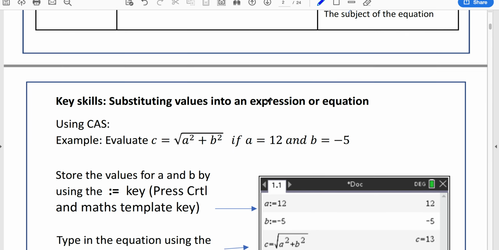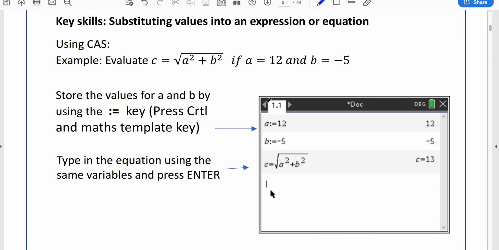So what we want to do is look at the key skills of algebra, but also how we use our calculator for these key skills. The first one is substituting values. What I'm going to do in a second is show you this particular example step by step on the calculator, and then you'll be able to have a go yourself with some of the examples underneath.